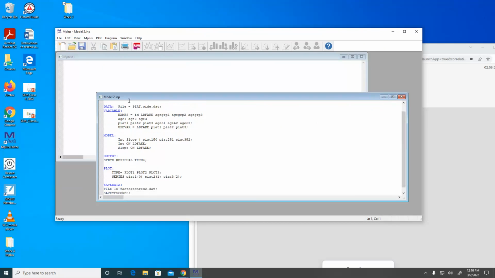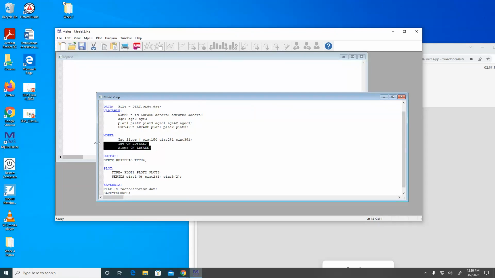Okay, so here we go. Now I say I'm going to use that LD fake variable. In my model, I still have the intercept and the slope. Now the intercept is regressed on LD fake, and the slope is regressed on LD fake. So this is the new part of the model.